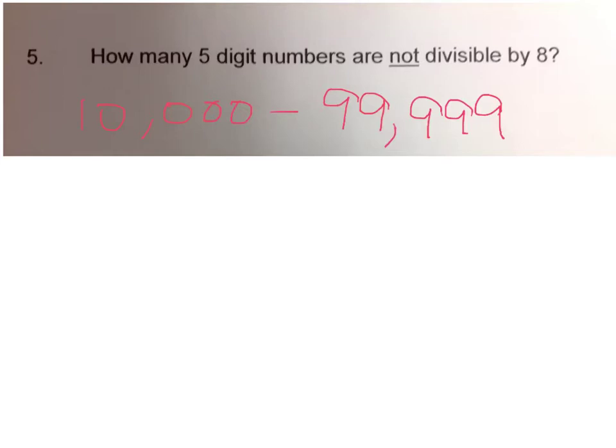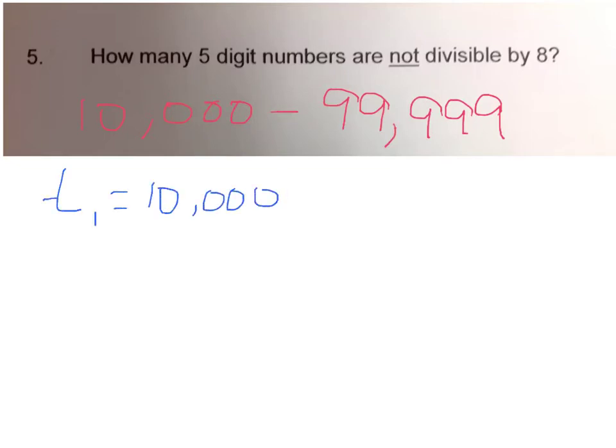So in order to find out how many 5-digit numbers are divisible by 8, I'm going to use the idea of an arithmetic sequence. Numbers divisible by 8 are 8, 16, 24, right? It goes up by 8. It's arithmetic because I add 8 each time. But the idea is now we're starting at 10,000. If I take each one of these numbers, the 10,000 and 99,999, and divide by 8, if I get an integer, then that number is divisible by 8. And that actually happens with 10,000.